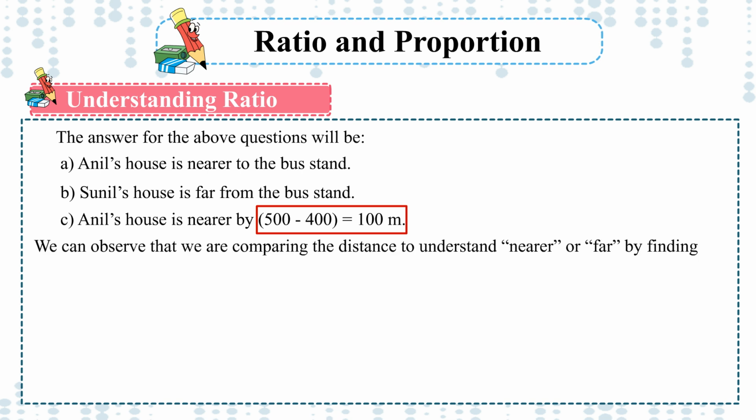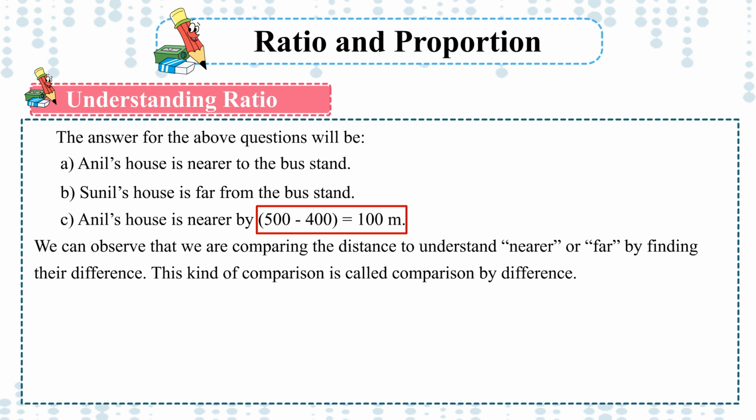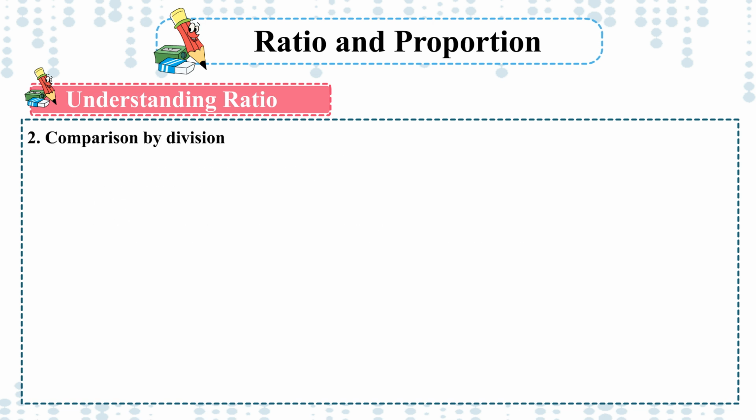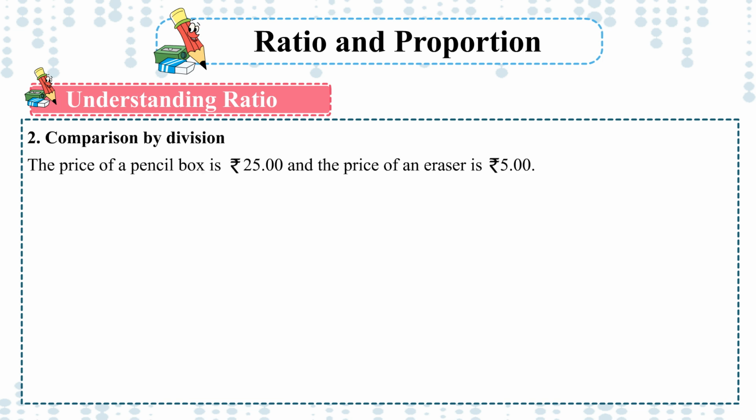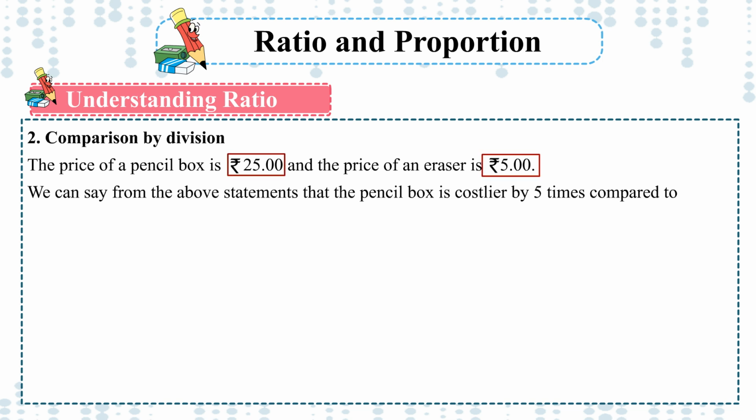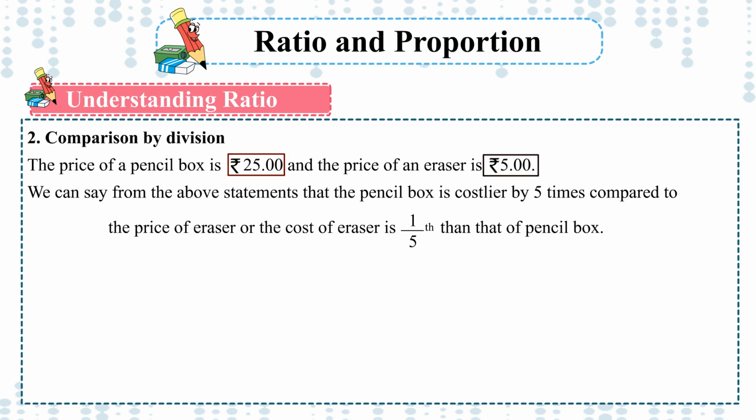We can observe that we are comparing the distance to understand nearer or far by finding their difference. This kind of comparison is called comparison by difference. 2. Comparison by division. The price of a pencil box is rupees 25.00 and the price of an eraser is rupees 5.00. We can say from the above statements that the pencil box is costlier by 5 times compared to the price of eraser, or the cost of eraser is 1/5 of that of pencil box.